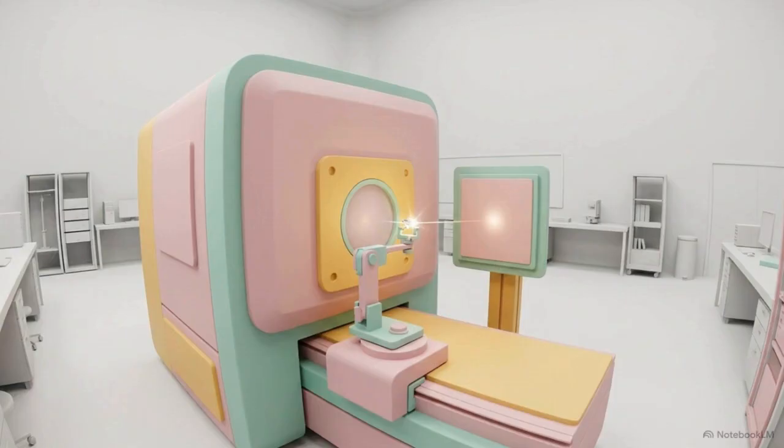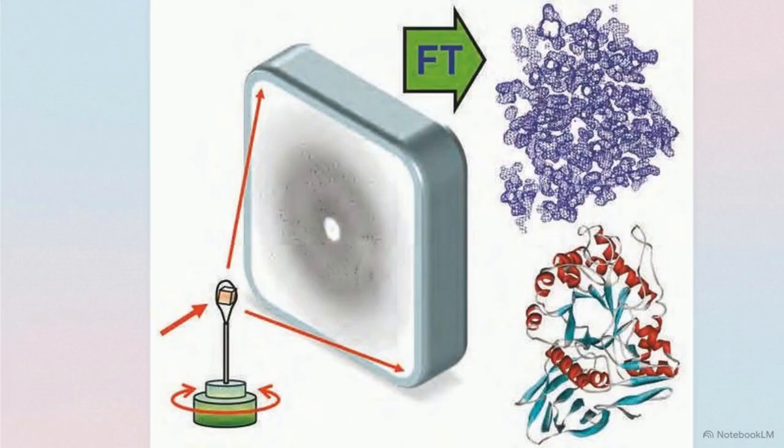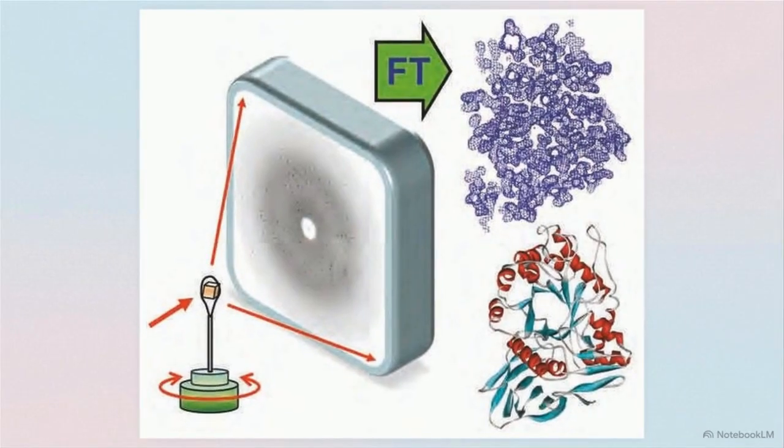This massive engineering effort provides the raw diffraction data, but the result is a complex geometric pattern that reveals nothing to the naked eye. This is the raw data. As the X-rays hit the detector, they leave behind a pattern of dark spots. This is reciprocal space, a mathematical transform of the molecule's physical shape.